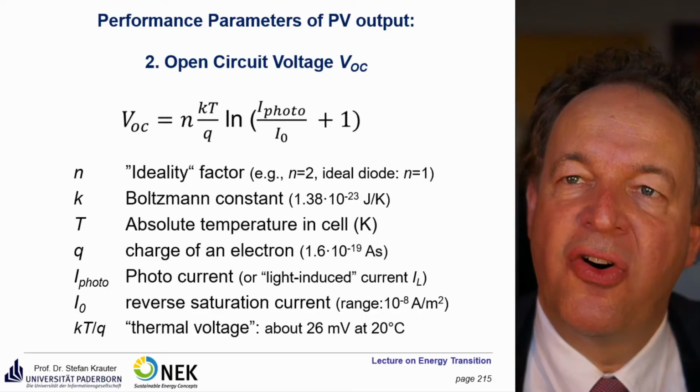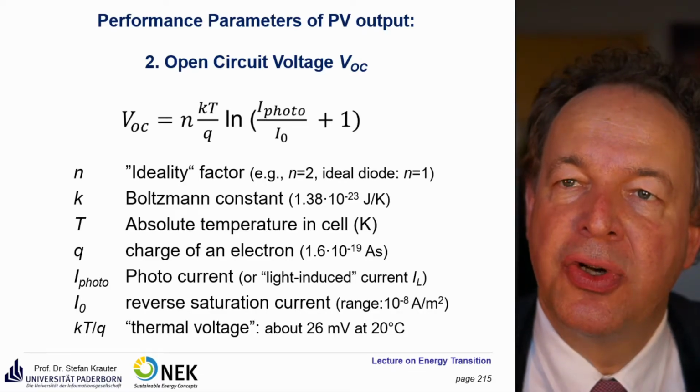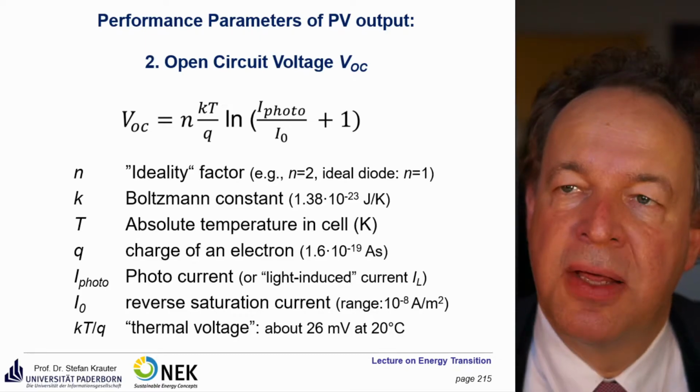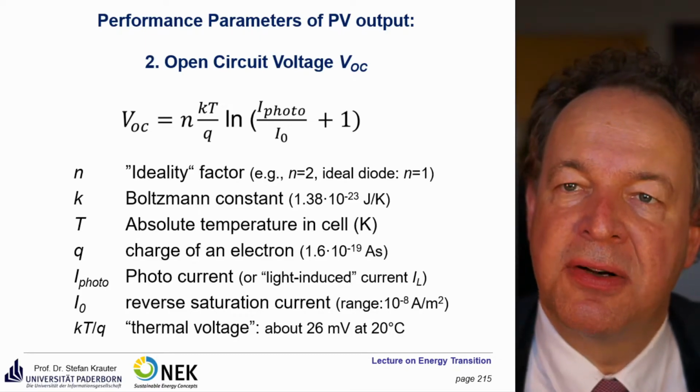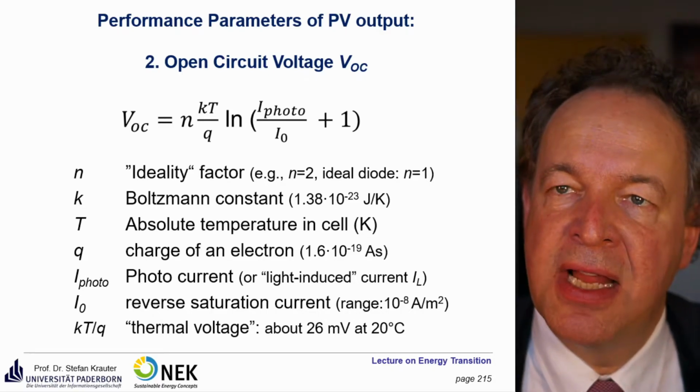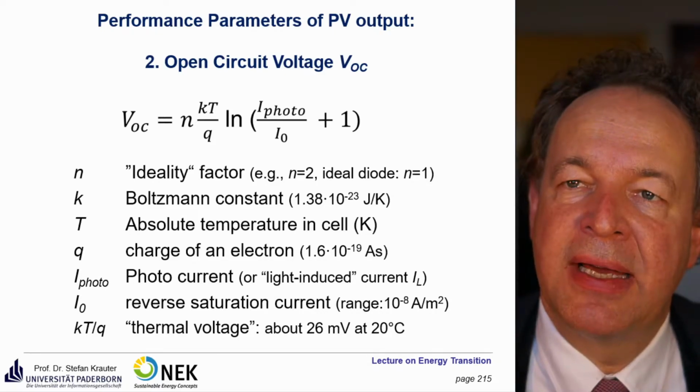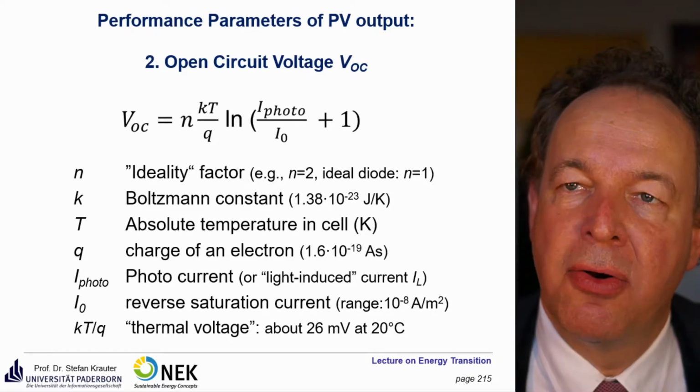This is the formula for the open circuit voltage. So you have n times kT divided by q. These are the same variables. So you see here n for the ideality factor, k for the Boltzmann constant, T for the temperature, q is still the charge of an electron. Then you have the logarithm of I photon divided by this reverse saturation current I0, plus 1.